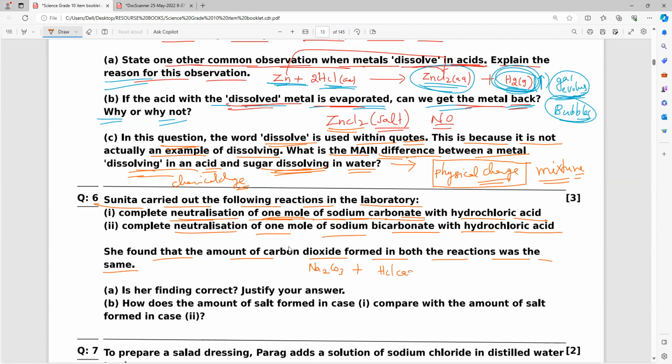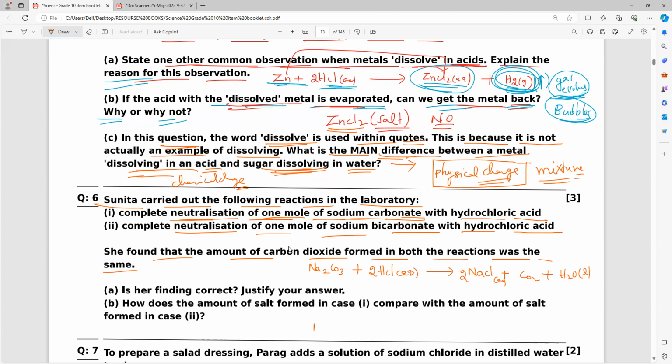HCl in aqueous state will give you what? NaCl plus CO2 plus H2O. Correct? So balance the equation, everybody. Na2CO3 plus 2HCl gives 2NaCl plus CO2 plus H2O.